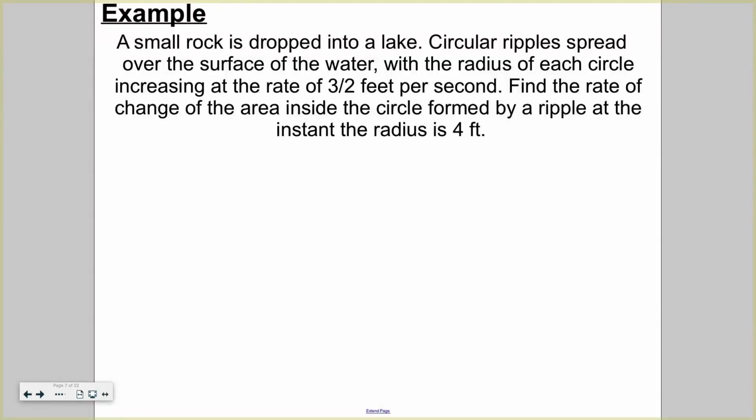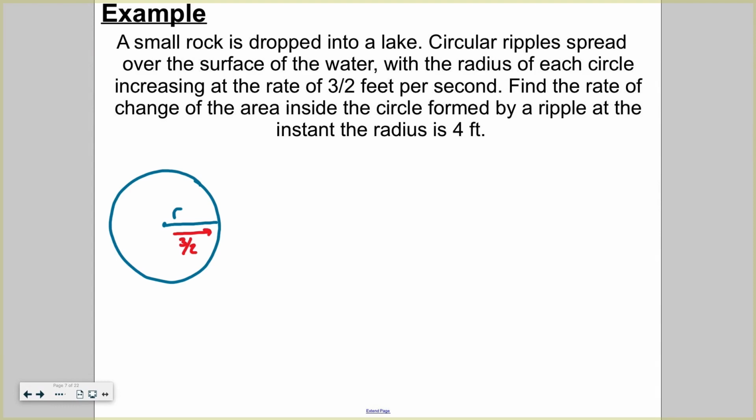Alright, so the first thing I like to do in these types of questions is draw a picture so that I can really understand and visualize what is going on. We're told that we have circular ripples, so the first thing I'm going to do is draw a circle. And we know that the circle has a radius. We are told that the ripples spread over the surface of the water, with the radius of the circle increasing. So we know that the radius is getting larger at a rate of 3/2 feet per second.